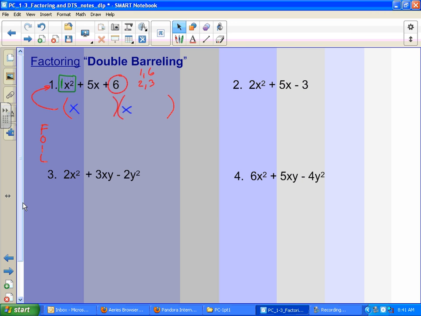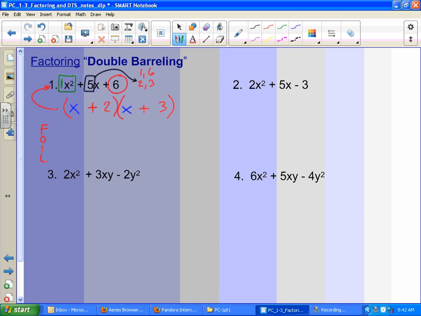What I want to do is end up with a 5 in the middle. And so I look at those factors, 1, 6, 2, and 3, and how would I add them together to give me a 5? And it would be that pair right there, 2 and 3. And so that's what's going to go in the last positions, 2 and 3. And then what goes in the middle are our signs. Now, since both of those are positive, that means these are both positive as well.